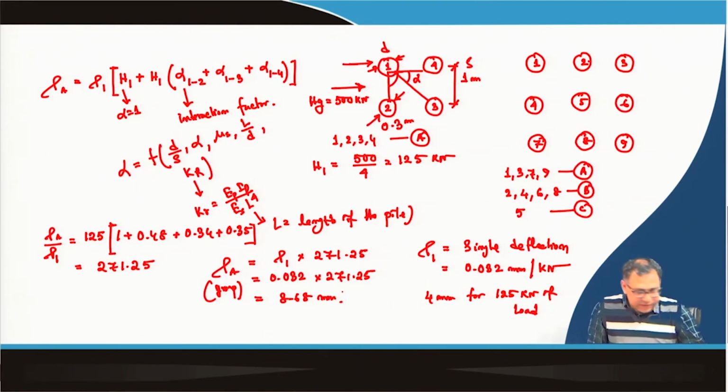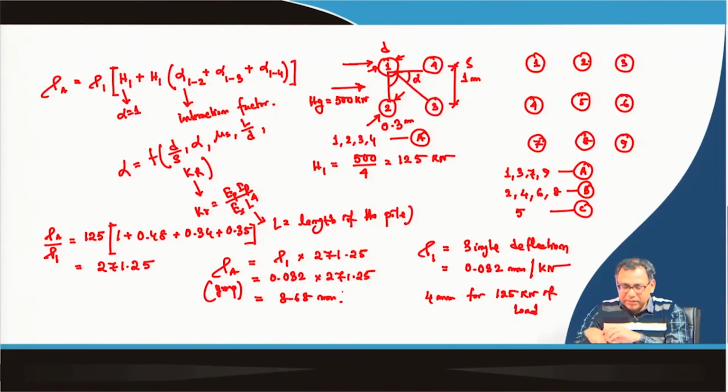So, these interaction factor values you can get from those books, where those charts are available. I am not giving all those charts here, it is only the concept I have discussed. So, you can get those values from that book, and then you can put the values here, and you will get the deformation for a particular group of piles.